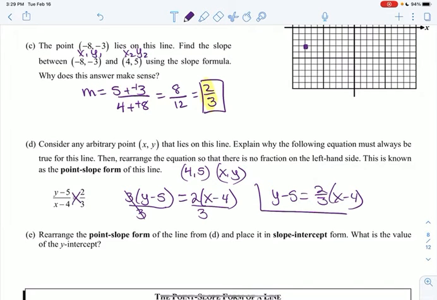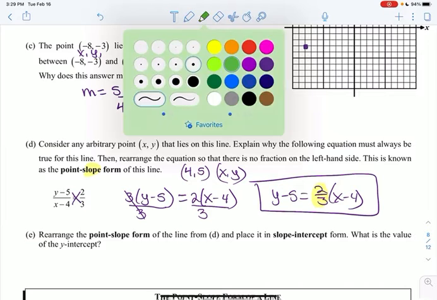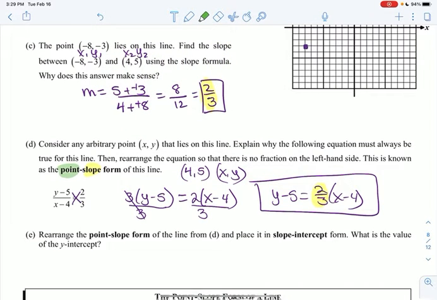This right here is my point slope form of a line. I have a point and I have a slope. The slope is my 2/3 and the point is my 4, 5. Notice though, the 4 and the 5 are both negative in the equation.